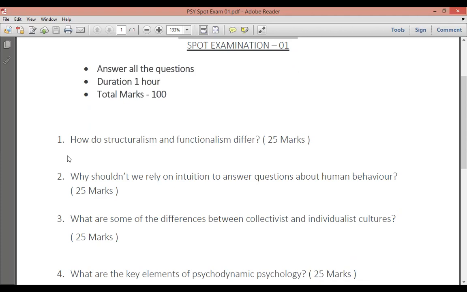Why shouldn't we rely on intuition to answer questions about human behavior? Okay, can you tell me what is intuition? In simple terms, tell me what is intuition? Without having any experience. We can say like this. In simple words, we can say it as gut feeling. Have you heard about it?